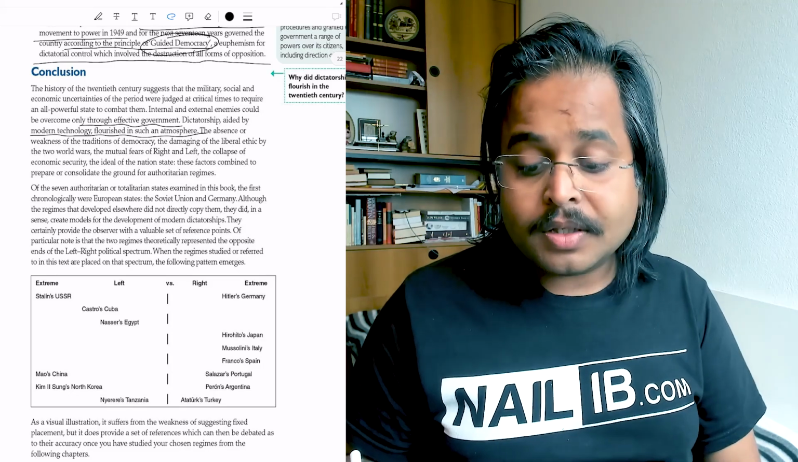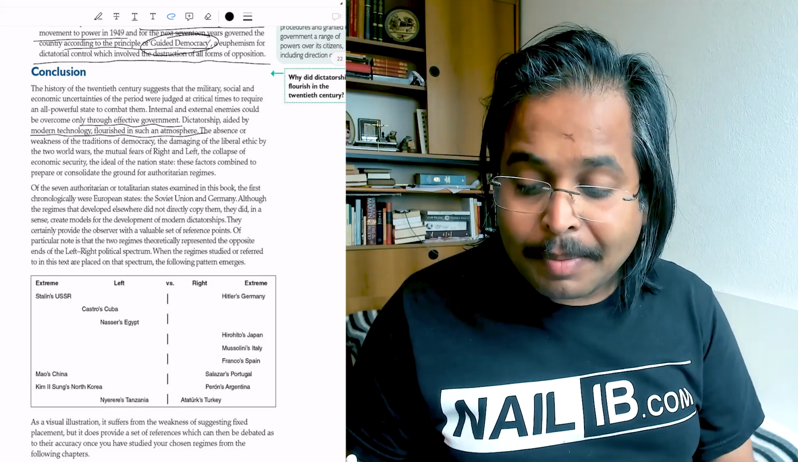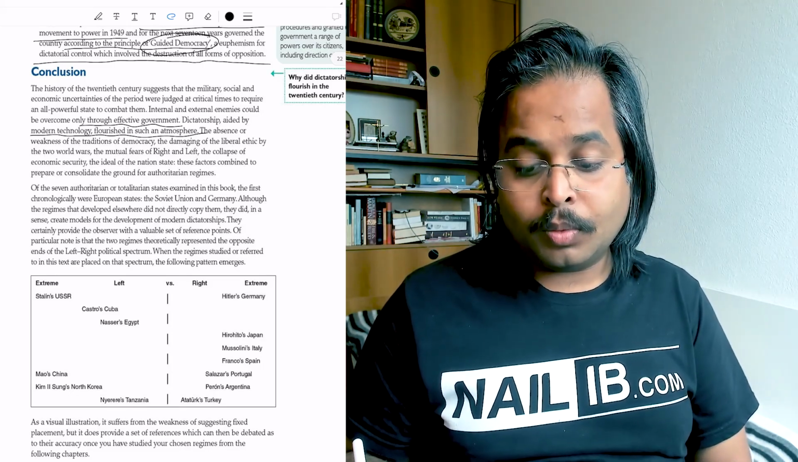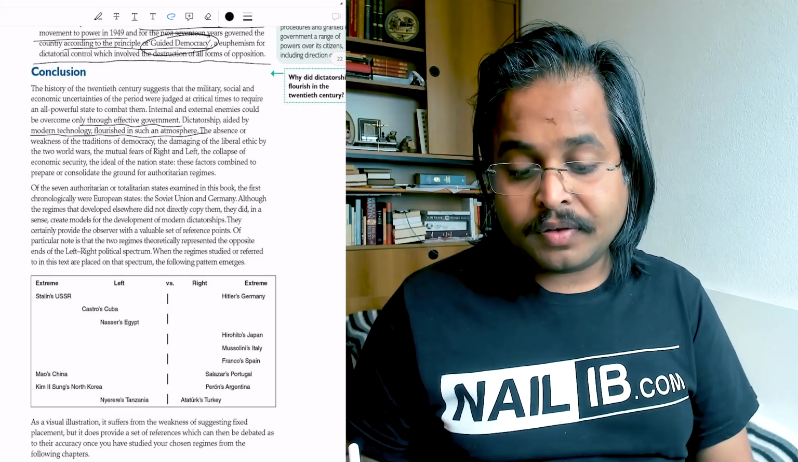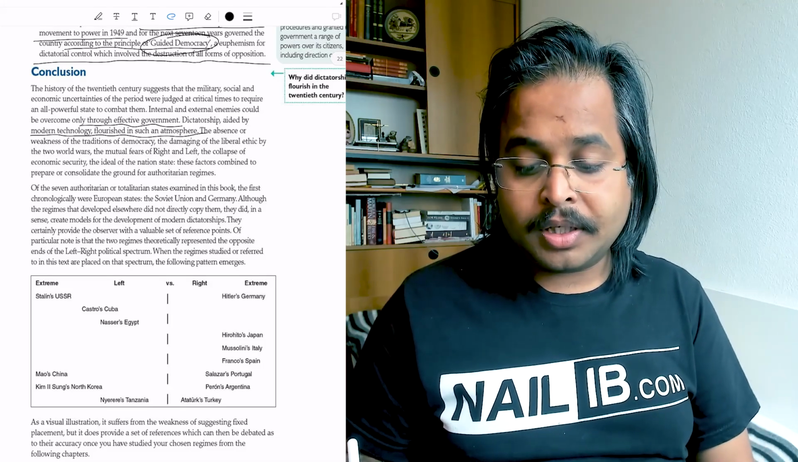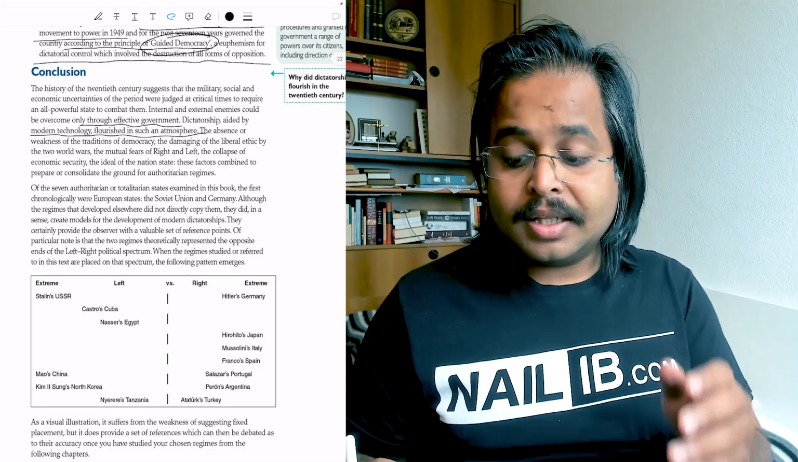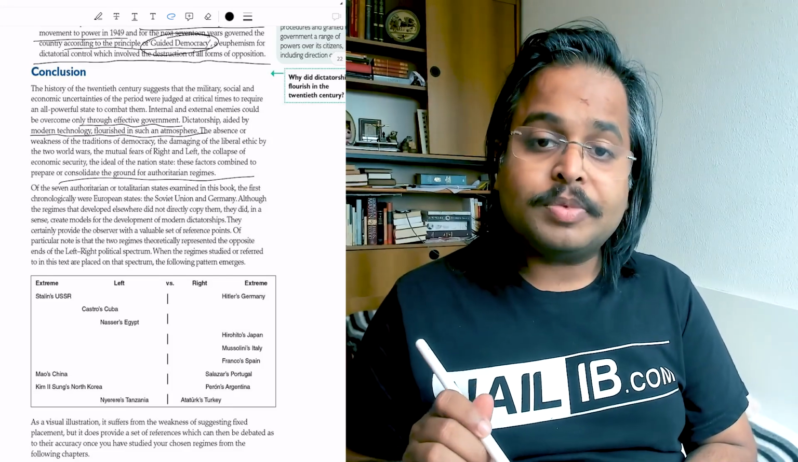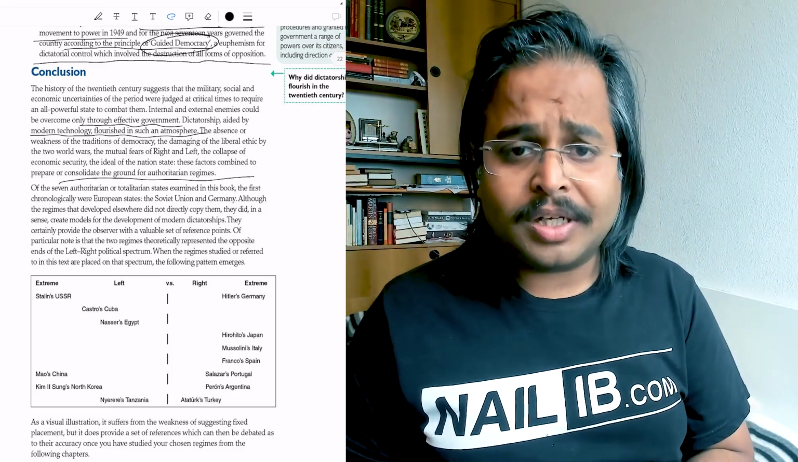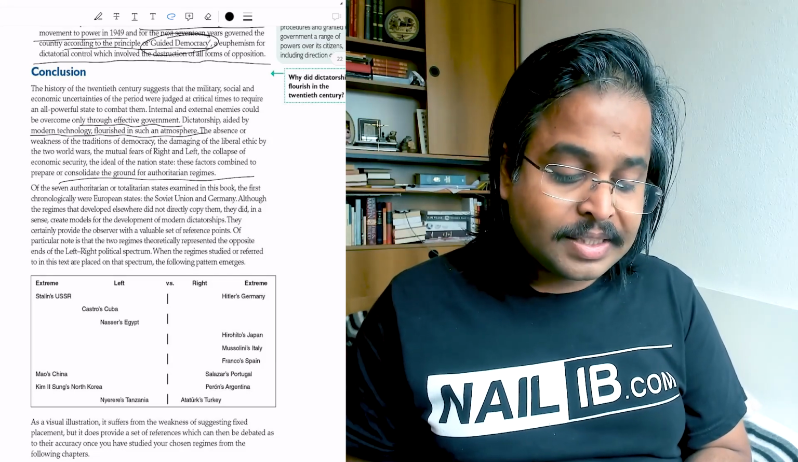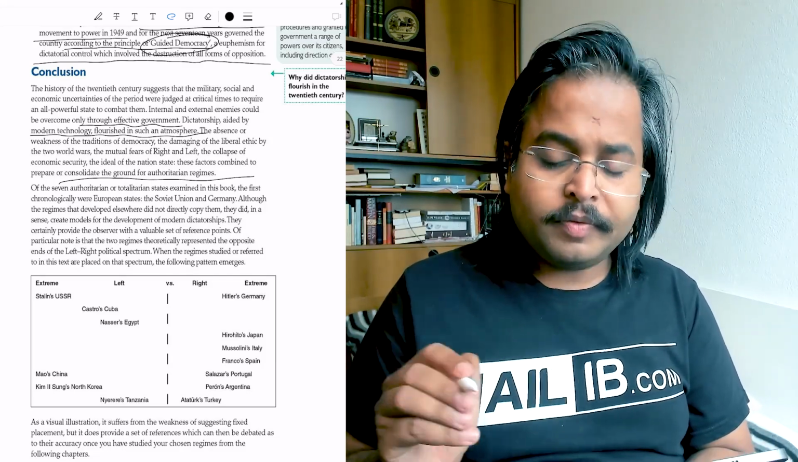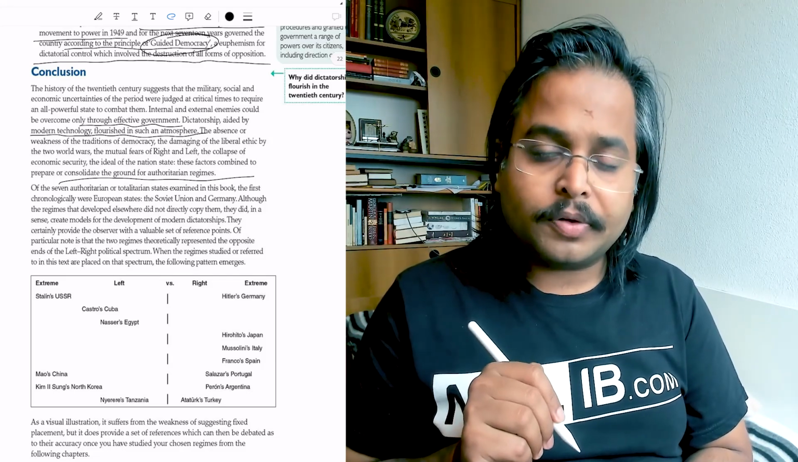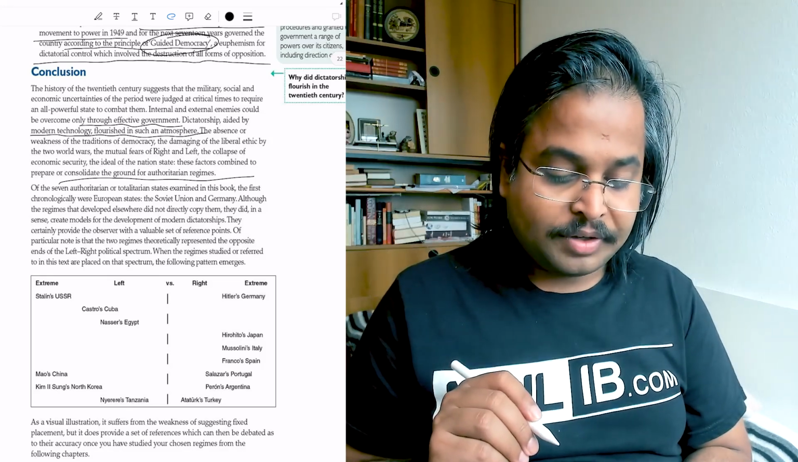The absence or weakness of the traditions of democracy, the damaging of the liberal ethic by the two world wars, the mutual fears of the left and the right, the collapse of economic security, and the idea of the nation state, all these factors combine to prepare or consolidate the ground for authoritarian regimes in 20th century Europe and elsewhere in the world. Of the 7 or 8 authoritarian regimes, we will be examining 8. Mussolini is not a part of this text. We'll be analyzing that from a different text.